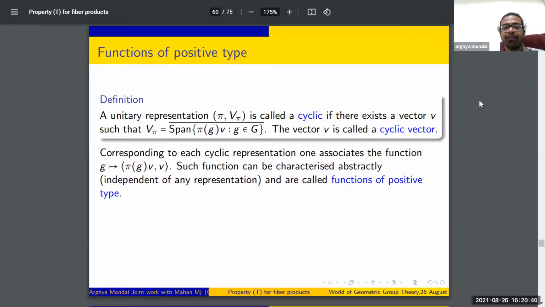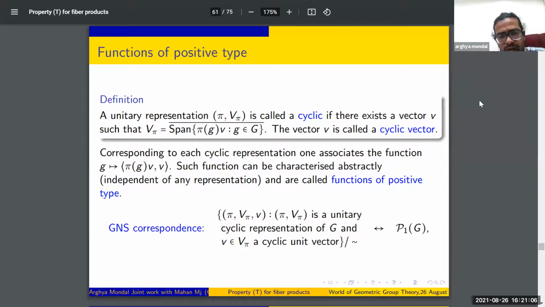So if you are given a cyclic representation, then you can associate a function to it, a function on G, which is given by g going to the inner product of pi(g)v comma v. And such functions can be characterized abstractly, and by abstractly, I mean without reference to any representation. These are called functions of positive type. And then there is the GNS correspondence which says that given a function of positive type, you can construct a cyclic representation from which this function of positive type is coming, and this uniquely determines the cyclic representation up to isomorphism. So instead of looking at the space of cyclic representations, I can look at only the space of functions of positive type.